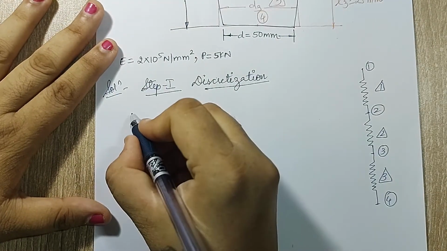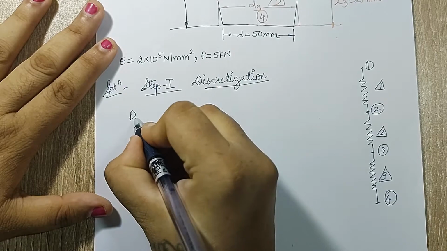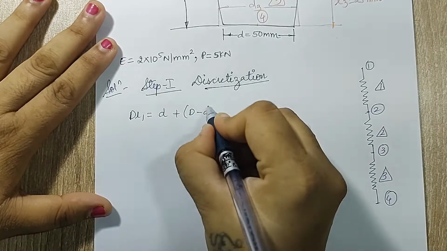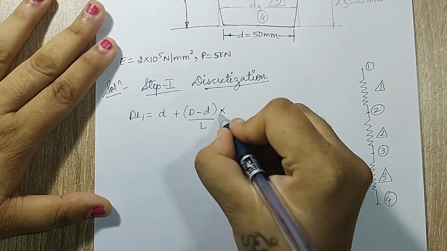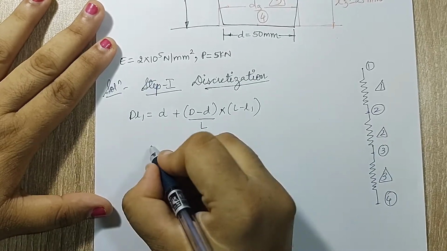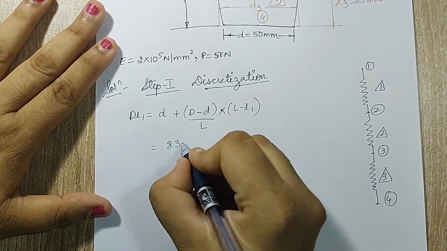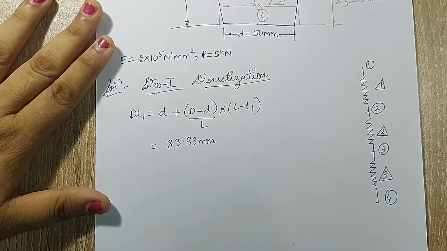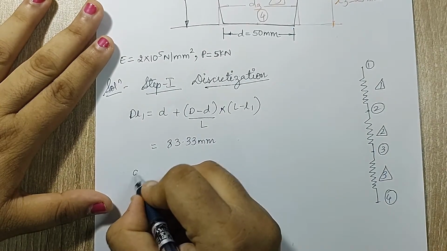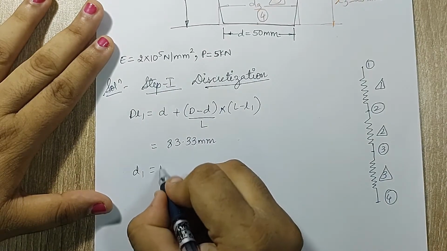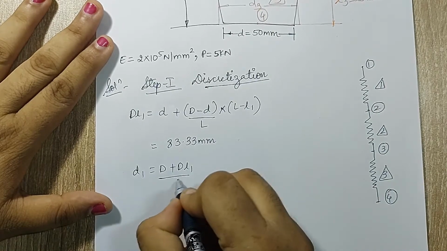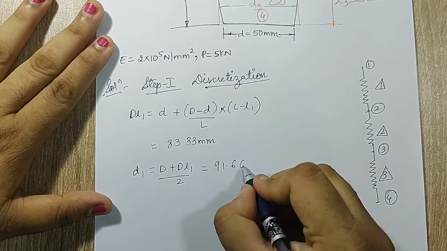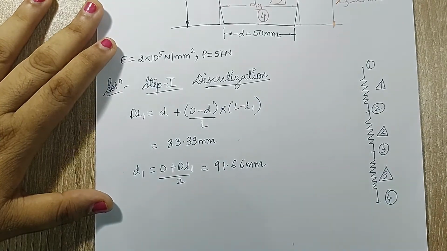Now here I will also calculate the value of DL1, which will be D plus (capital D minus D upon L) into (L minus L1). When I substitute, I get this answer as 83.33 mm. You can solve because all the values are known to you. Next I'll calculate D1, which is between capital D and DL1. So it's the average of both of them. I get this answer as 96.66 mm.